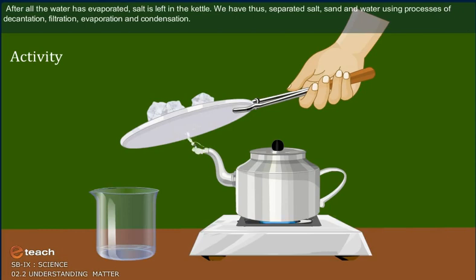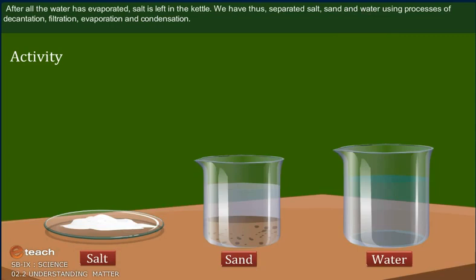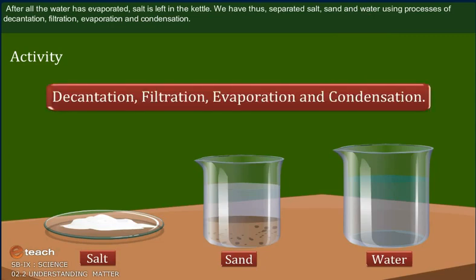After all the water had evaporated, salt is left in the kettle. We have thus separated salt, sand and water using the processes of decantation, filtration, evaporation and condensation.